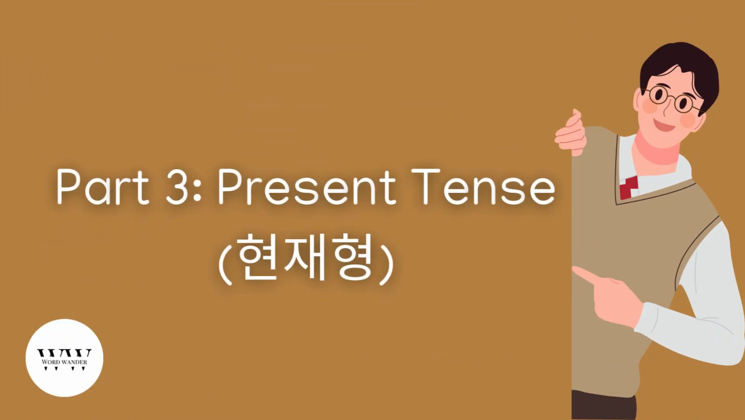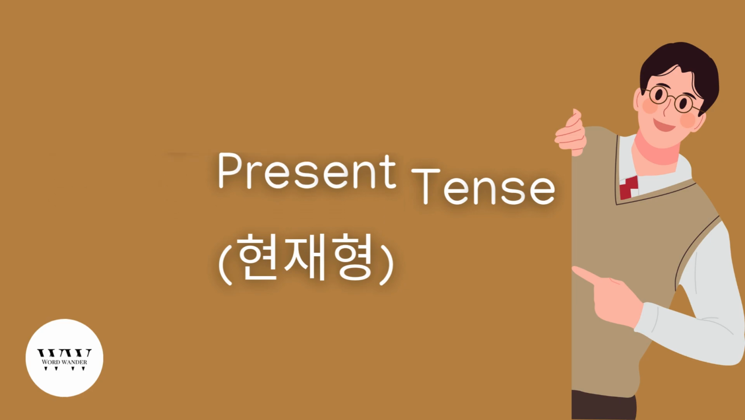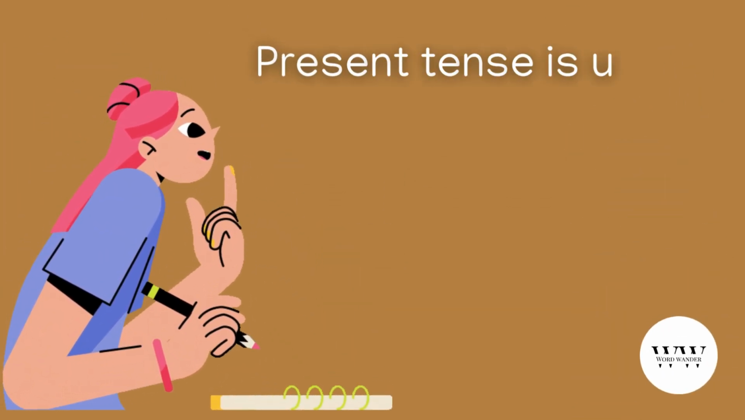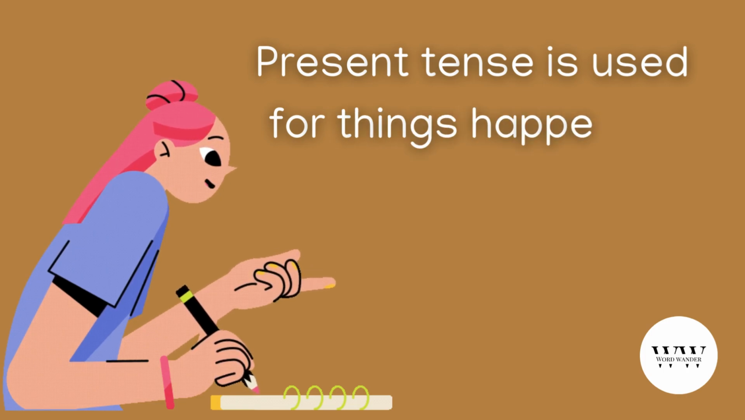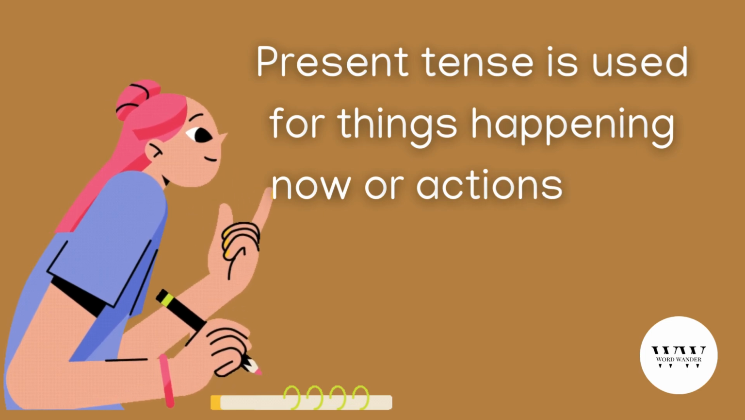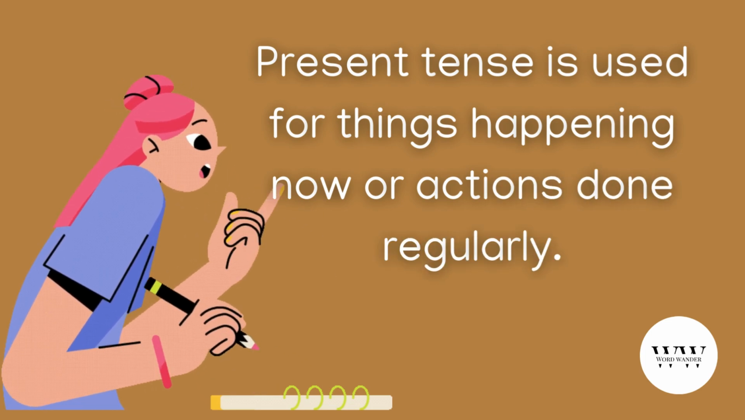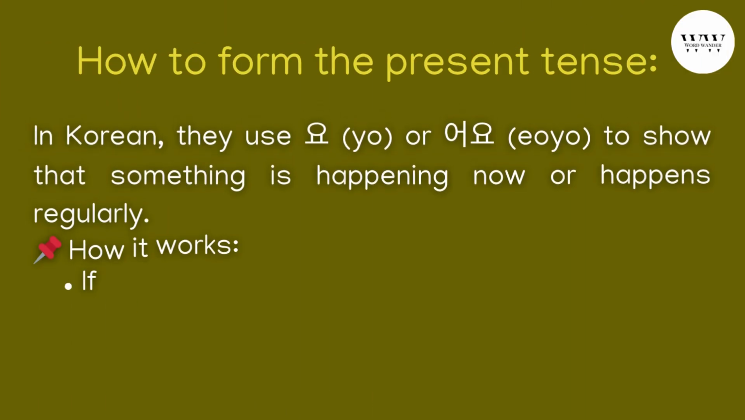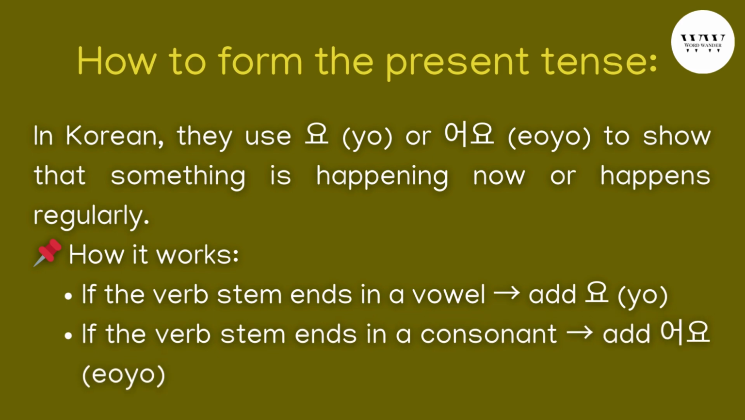Now that we have the stems, let's start with the present tense. So, how do we say something that's happening right now? Present tense is used for things happening now or actions done regularly. In Korean, they use yo or oyo to show that something is happening now or happens regularly. If the verb stem ends in a vowel, add yo. If the verb stem ends in a consonant, add oyo.